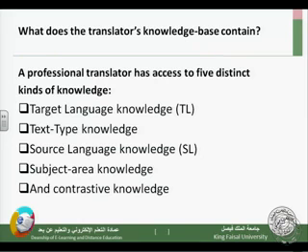Then last, you have to have general contrastive knowledge. Contrastive knowledge means a knowledge of both languages. So these are the types: a knowledge of English and a knowledge of Arabic. Contrastive knowledge. Knowledge from Arabic, knowledge from English, and comparative knowledge or contrastive knowledge. Now, these are the types of knowledge that the translator has to have.